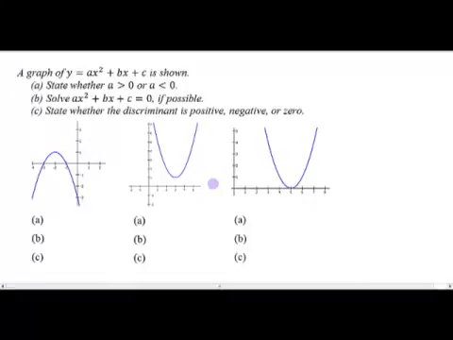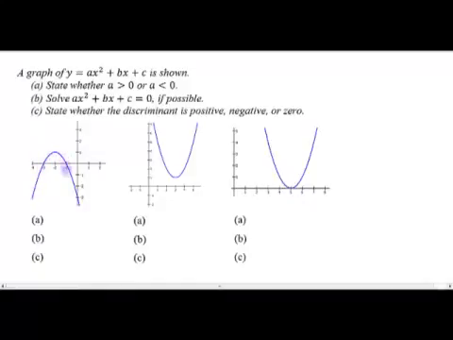A graph of y equals ax squared plus bx plus c is shown. First we're going to state whether a is positive or negative. We'll solve ax squared plus bx plus c equals 0 if possible, and then we'll state whether the discriminant is positive, negative, or 0. So first of all, let's state whether a is positive or negative.